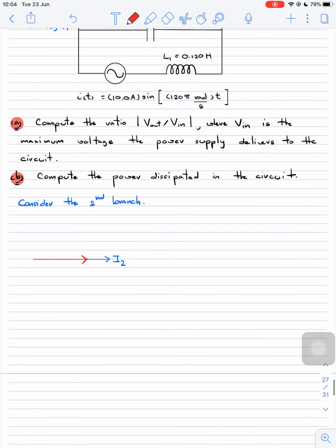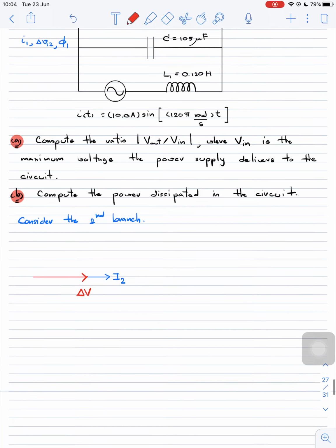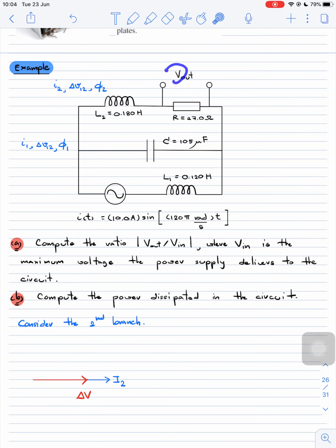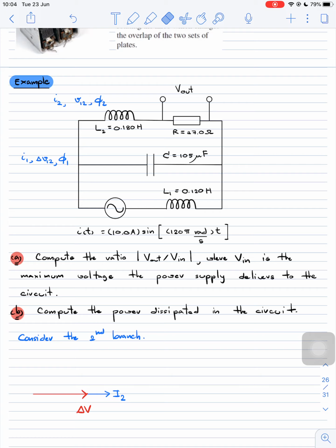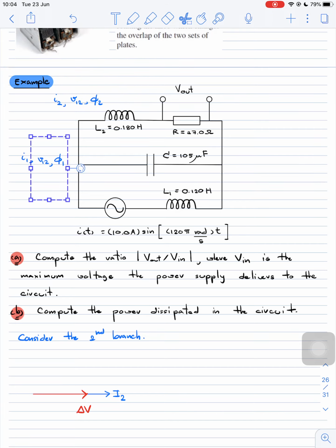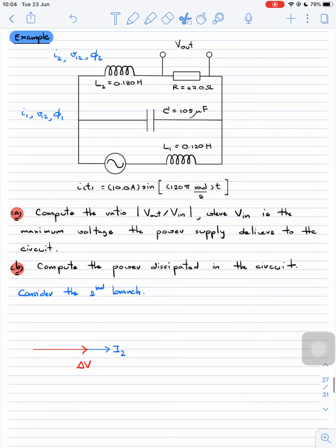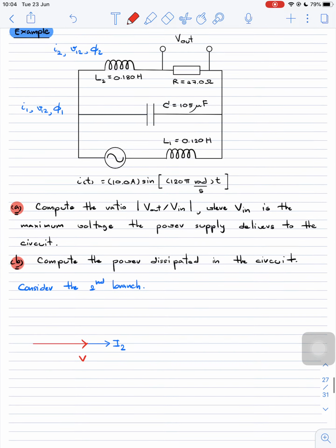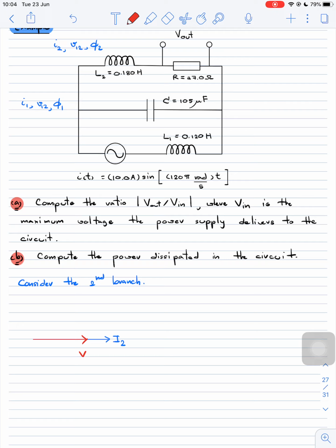Let's say this is delta V. Wait, because the questions use V, not delta V, let me just take the delta out to make it simple. But you need to keep in mind that this V is the same as the delta V here. So this is the potential difference across the resistor R, which is equal to V out.